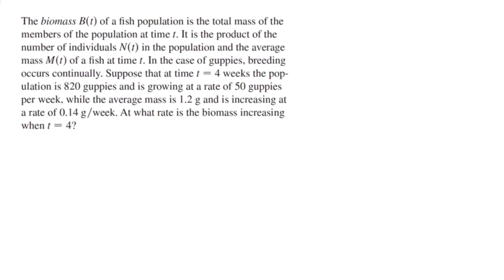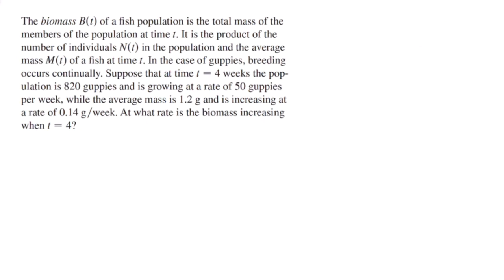Let's take a look at another example, and just like our prior example, I want to focus more on the bigger picture instead of the mechanics of specific equations. In this word problem, I paused the video and put the problem on here so you didn't have to watch me write it all out. The biomass B of t of a fish population is the total mass of the members of the population at time t. It is the product of the number of individuals, N of t, and the average mass, M of t, of a fish at time t.